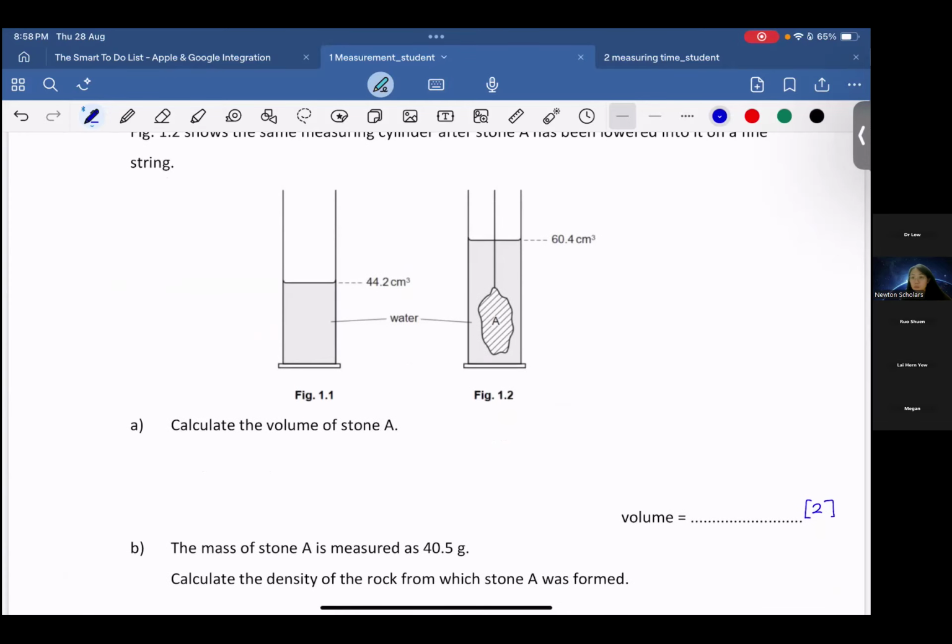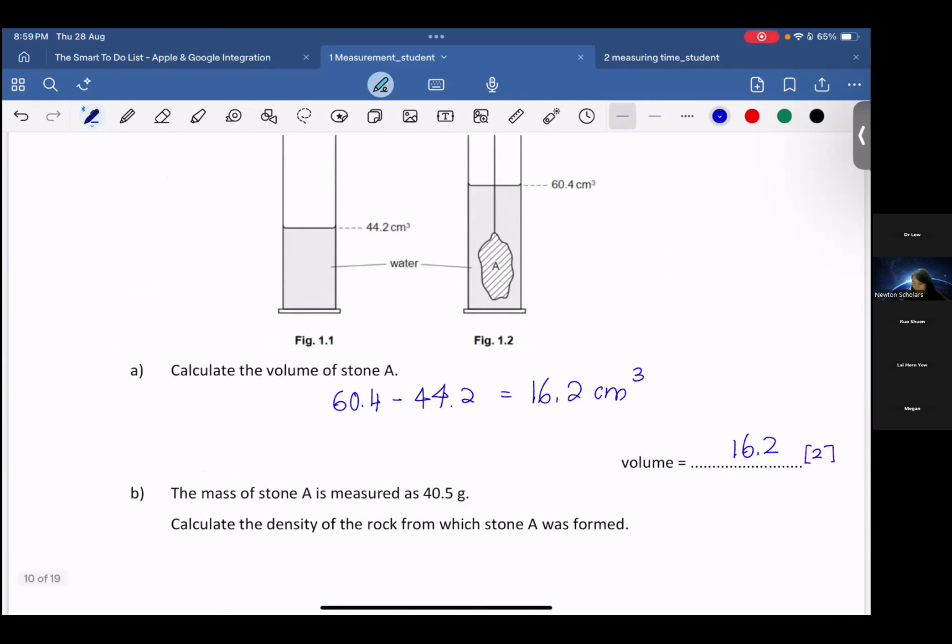So just now, Hui Tong and the others gave us the answer, 16.2. If the question is 2 marks, I want you to show the working step: 60.4 minus 44.2. So you get the answer 16.2 cm cubed. For example, if the question doesn't give you the unit, you have to write the unit, 16.2 cm cubed.